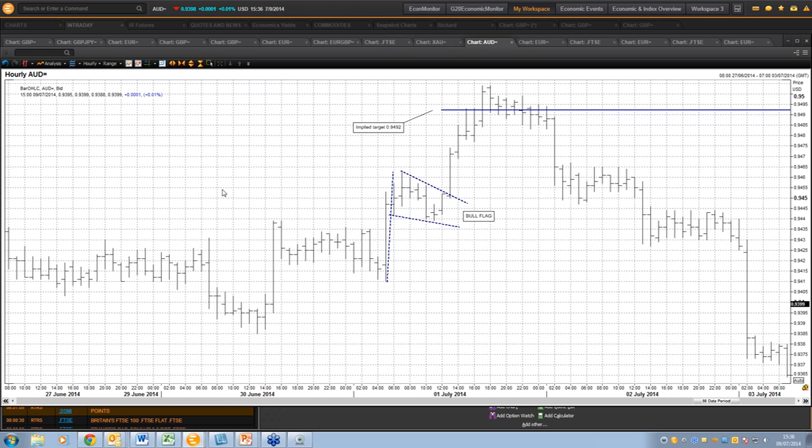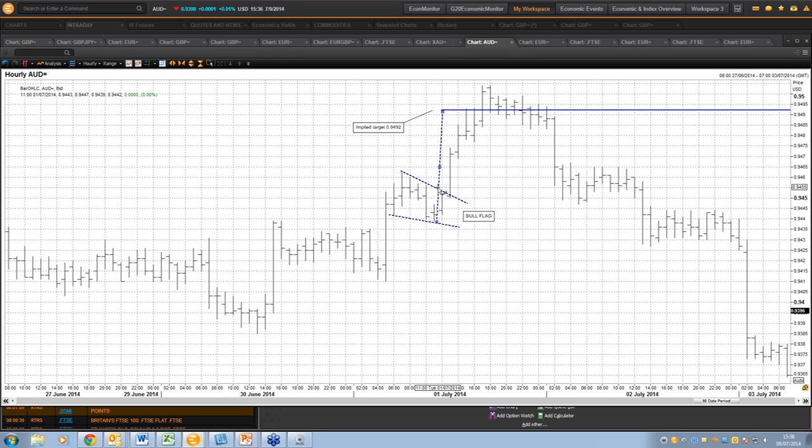Aussie dollar. Now this is a bull flag, 1st of July, on the hourly Aussie dollar. And we had a nice bull flag, a strong move to the upside, as you can see there with your flagpole, and then you measure it. Again, you can either go conservative or aggressive with your targets.